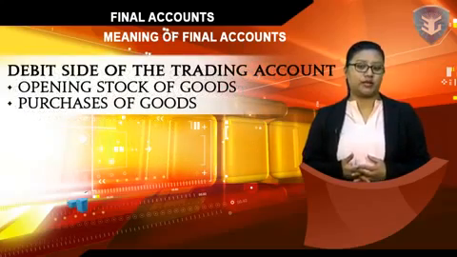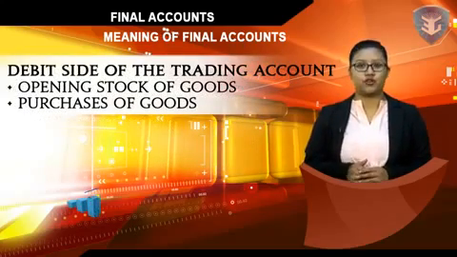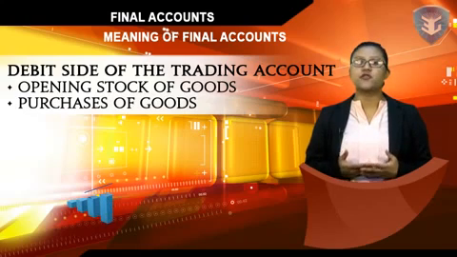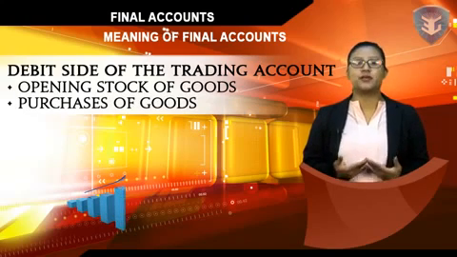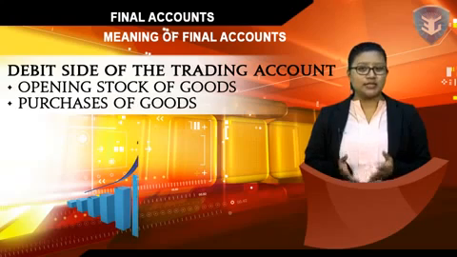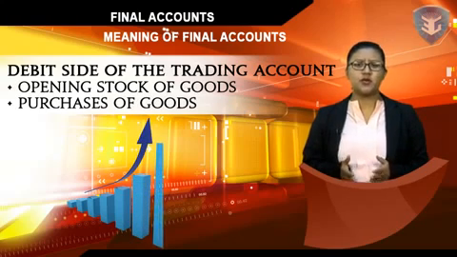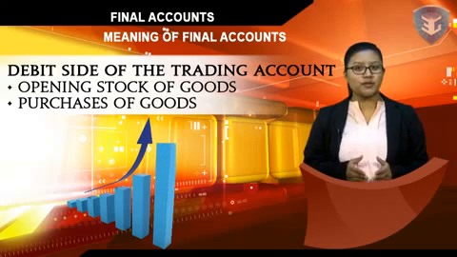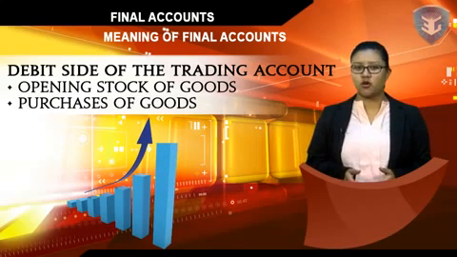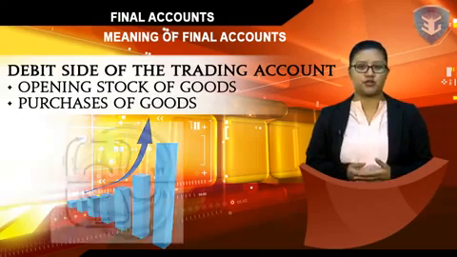Debit side of the trading account. You have opening stock of goods. The stock of goods unsold from the previous year is known as opening stock for the current year. This constitutes the first item on the debit side of the trading account. This may relate to opening stock of raw materials, semi-finished goods or work in progress, and finished goods.